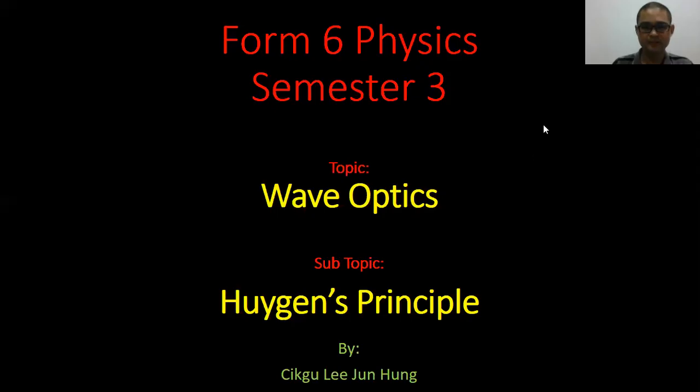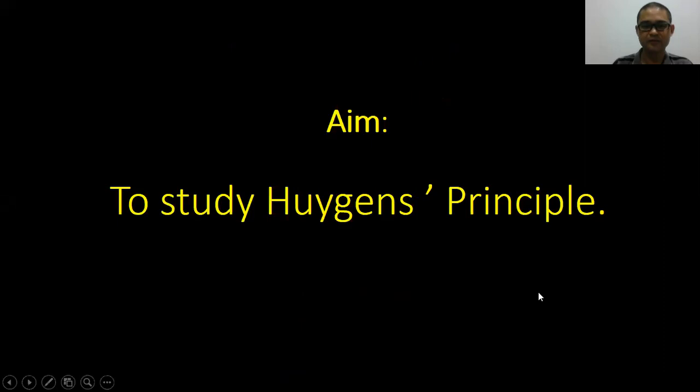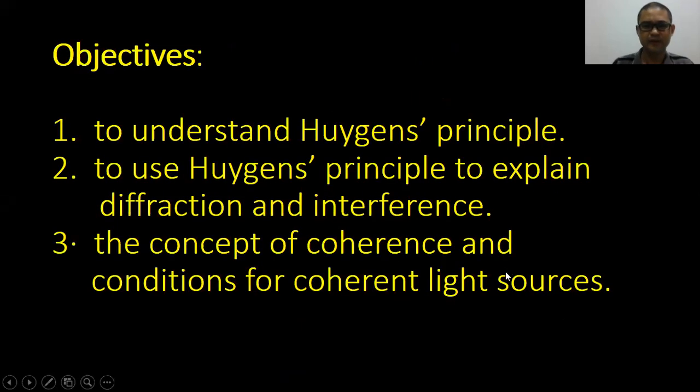Ladies and gentlemen, the aim of the study is to study the Huygens Principle. So the objectives are to understand the Huygens Principle, to use the Huygens Principle to explain diffraction and interference. Next objective is to understand the concept of coherence and the condition for coherent light sources.